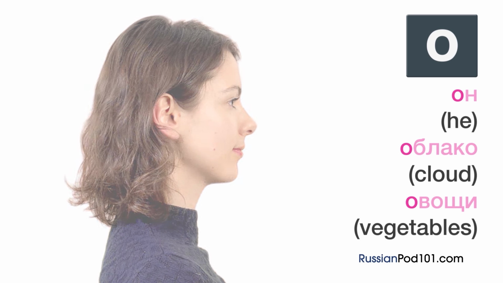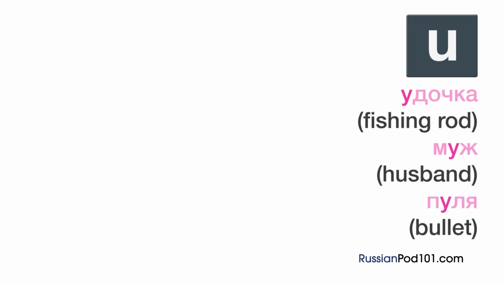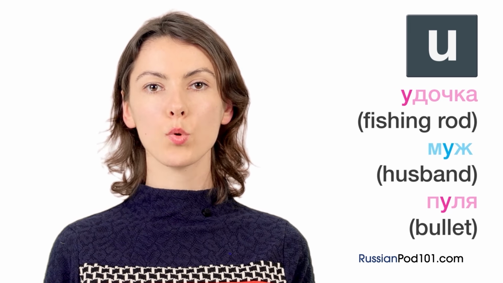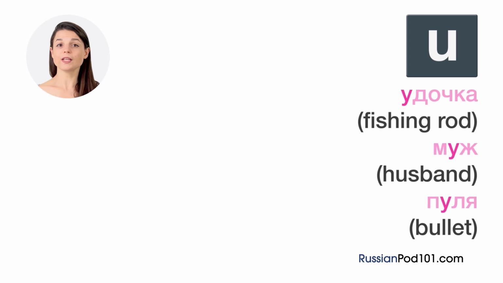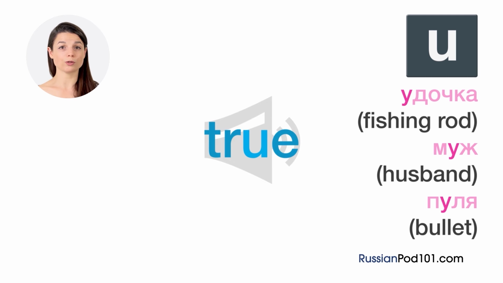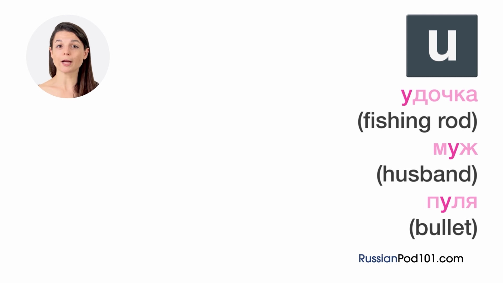The final hard indicating vowel is у: удочка, муж, пуля. This vowel sound is identical to the U in true. Be sure to raise the back part of your tongue all the way up against the back roof of your mouth. Exaggerating your lip rounding may also help with the pronunciation of this sound.